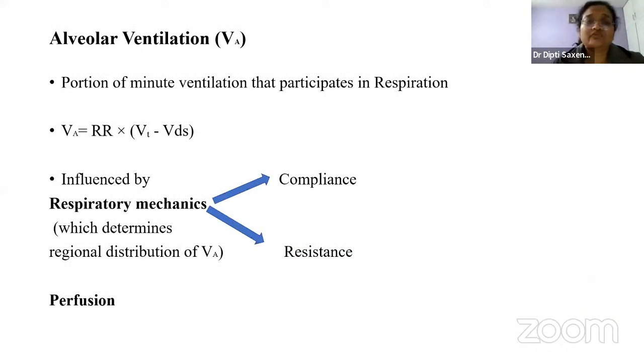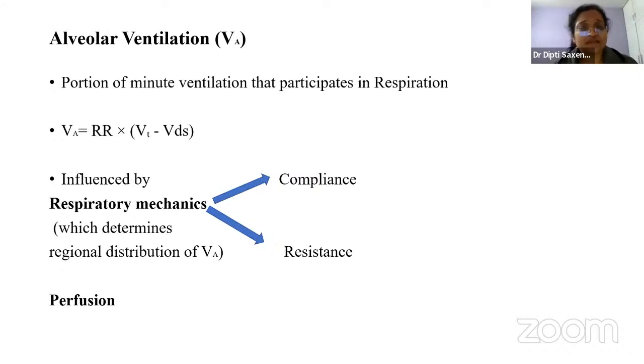So now, the portion of the minute ventilation that is actually participating in respiration is what is known as alveolar ventilation. This is a very important concept. And if we want to find out the alveolar ventilation, we have to deduct the volume of dead space from the tidal volume. So the equation that comes out is alveolar ventilation is equal to respiratory rate into tidal volume minus the dead space volume. Now, this alveolar ventilation is actually influenced by two very important phenomena.